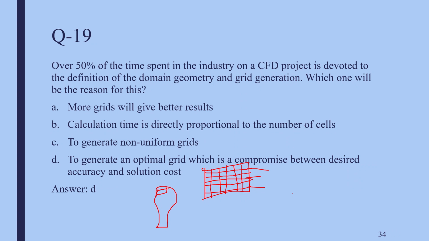So that is the answer, where we should have a compromise between the accuracy. The result should be accurate enough to go ahead with the simulation or the study of that particular system. At the same time, it should not take so many computational resources. For example, if it is running for a year, which is possible for some cases, that much time it should not take, right? So we need an optimal grid size between the desired accuracy and the solution cost. So option D is the right answer.